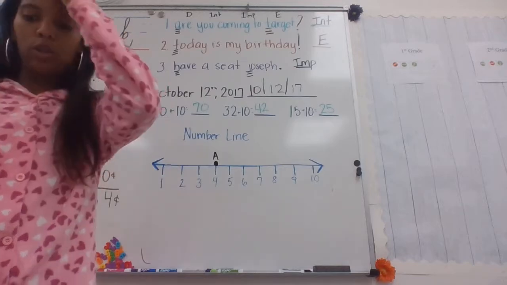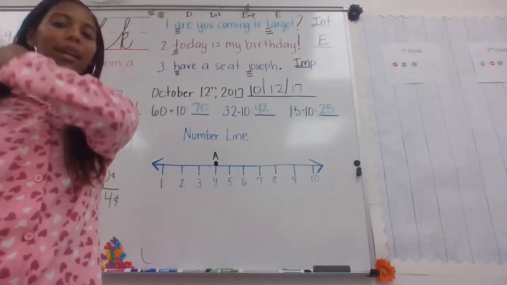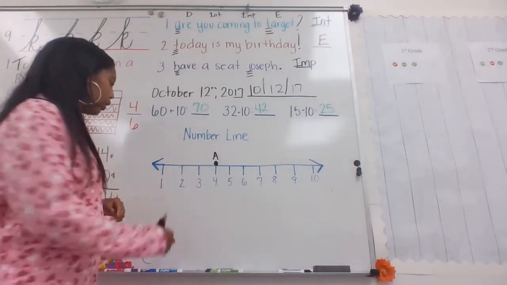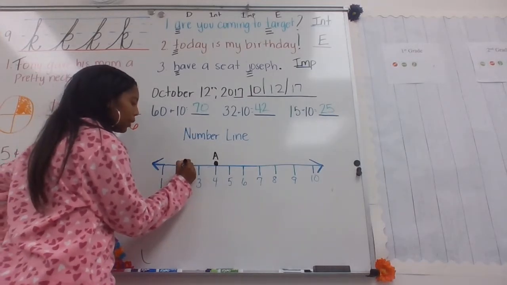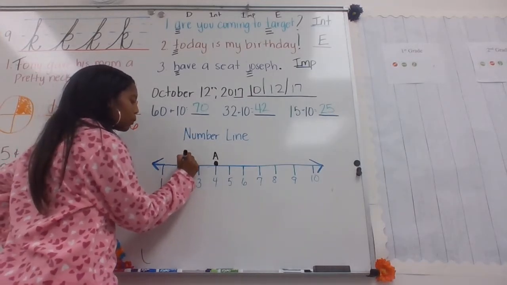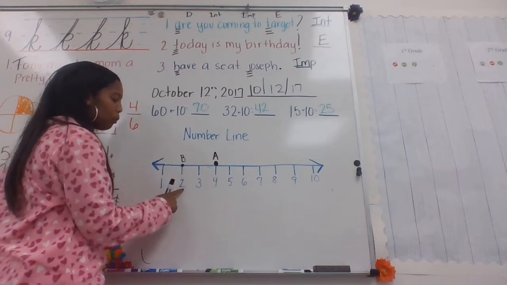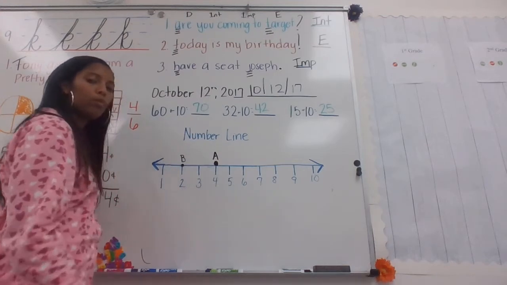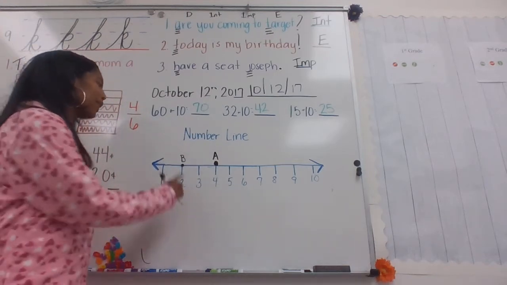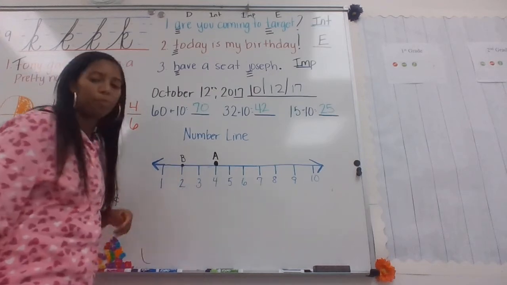Next, I want to mark point B on number 2. So I go to 2, I put a dot, and I put B. This is point B marked at number 2. Point B at number 2. This sounds easy.